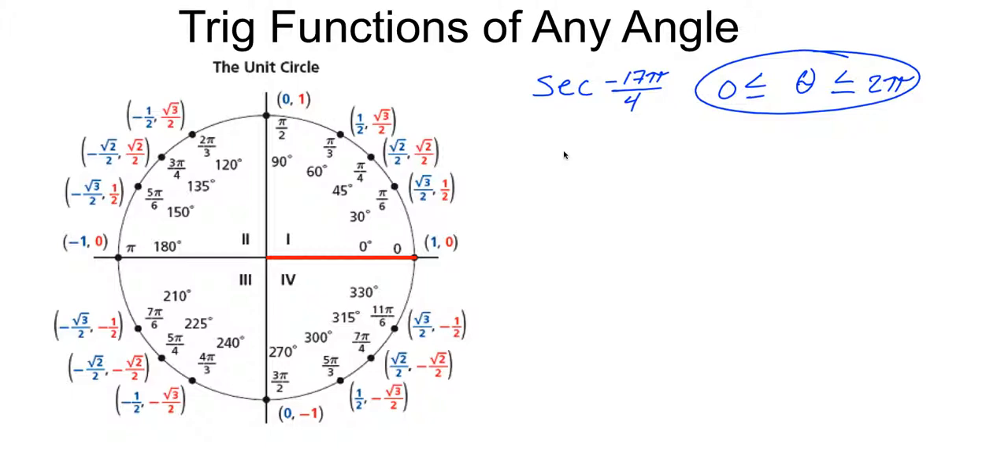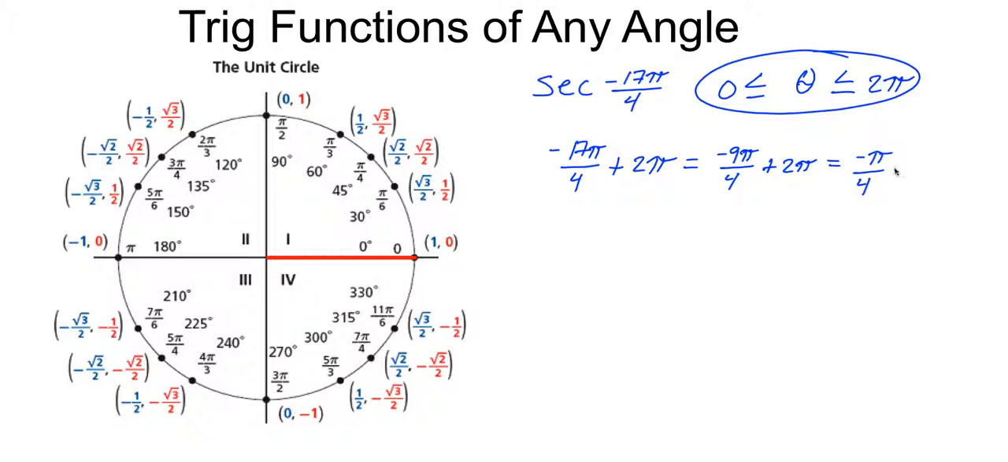So that means I have to take my negative 17 pi over 4, and I need to continually add 2 pi to it. So negative 17 pi over 4 plus 2 pi. 2 pi is going to be like 8 pi over 4. That's going to equal a negative 9 pi over 4. Not enough yet. So I need to add 2 pi again. And that's going to give me a negative 1 pi over 4.